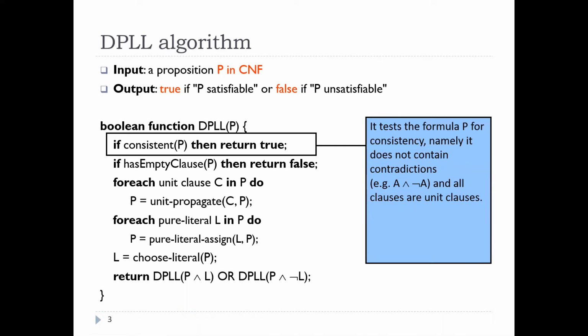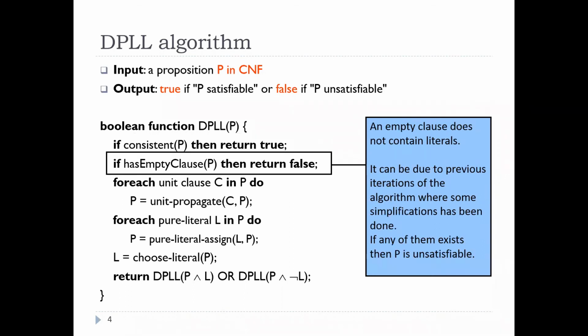Firstly, we're going to see if P is consistent or not. If P is consistent, it means that it does not contain any contradictions like A and negation of A. A and negation of A cannot be true at the same time, so P should not consist of any such contradictions. Next, we are going to look at empty clauses, whether P contains any empty clauses or not. It may happen that due to the iterations of the DPLL algorithm and simplifications that are made, P may contain an empty clause. If such is the case, then P is unsatisfiable.